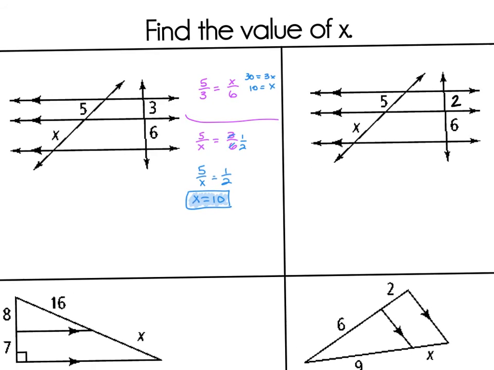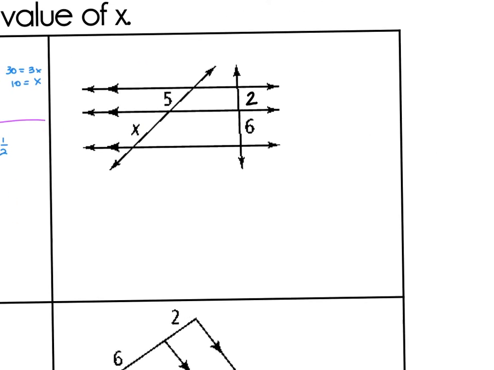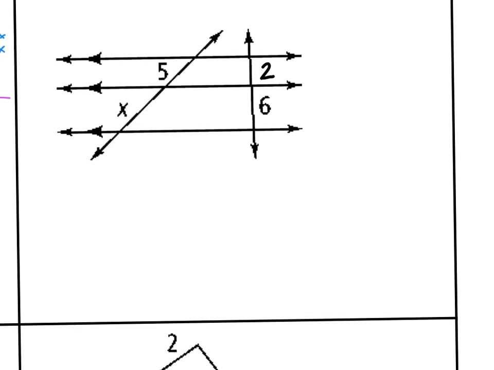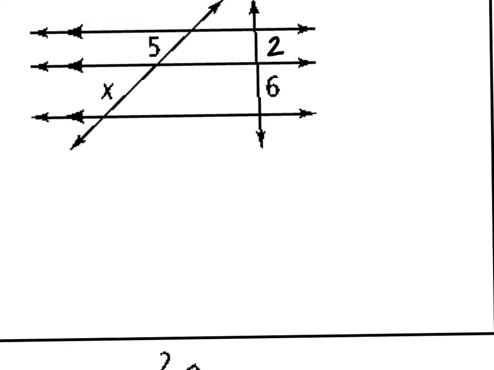All right, you set up the next one. Give me one way to set it up. I got 5 over X. Caesar, go. Okay, 5 over X, is that the same thing? And then 2 over 6. Okay, did you reduce that? Yeah. So you made it 1/3? Yeah, and then I got X equals 15.